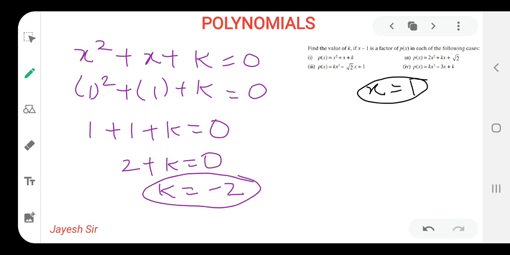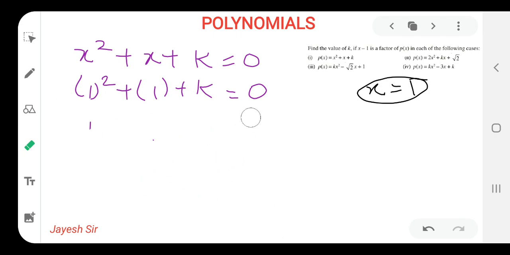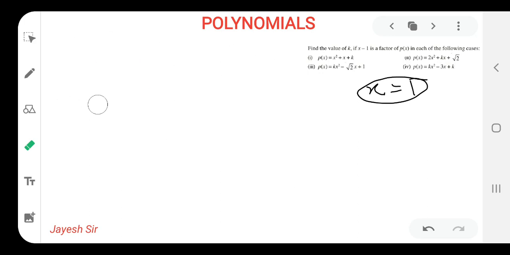I hope you all have understood it properly. Yes friends, so let's begin with our second sum. Similar way we have to do our second, third and fourth sum also. I hope you all might be getting it, and that's very easy also. So let's begin with our second sum.